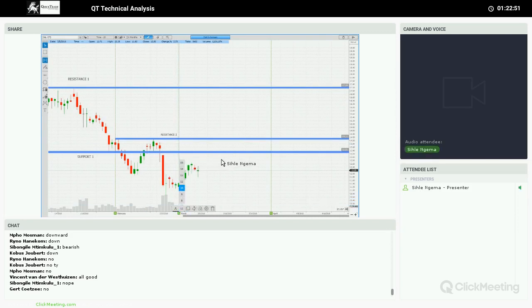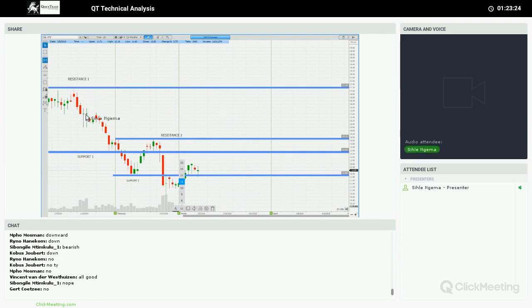This is going to be resistance 2. And then from resistance 2, the share came down below support 1. Right, so the share initially came down, so we had this support here. This is the first support which the share established right there. This is support 2 here.